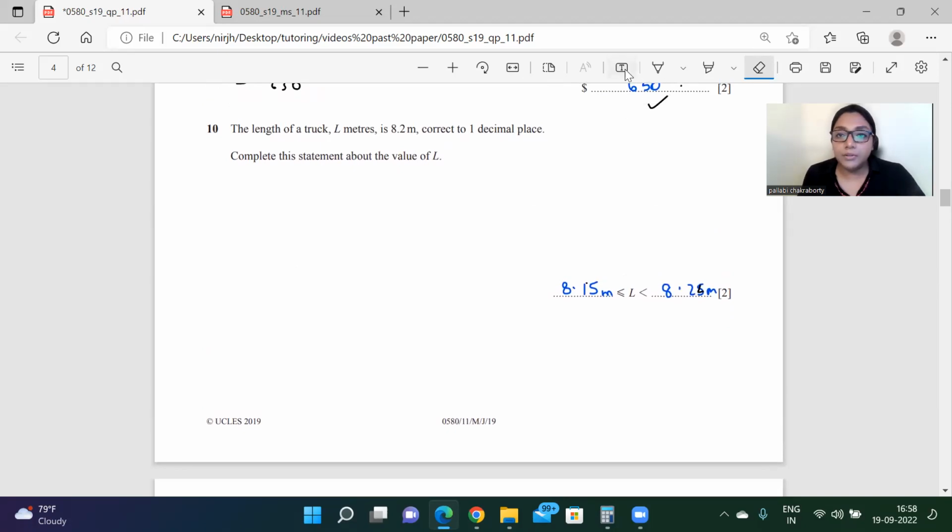The length L of a truck is given as 8.2 meters, correct to 1 decimal place. That means it must have been rounded off. So what are the values which you can take to get 8.2 as the rounded off value? Will 8.10 give 8.2? It won't, right? Up to 8.14, it will still give 8.1 as the rounded off value, if you have to keep the value to 1 decimal place. 8.2 will start from 8.15 because with 5 and above you will get 8.2 as the answer. So your lower limit over here will be 8.15.